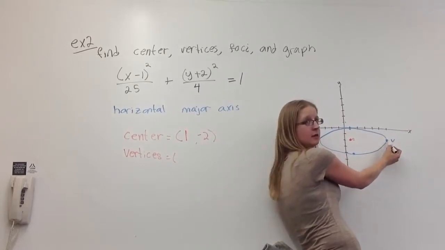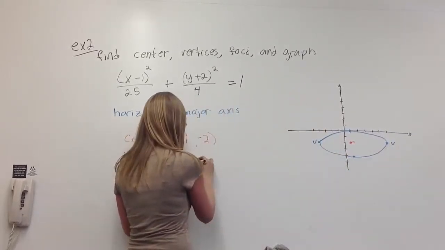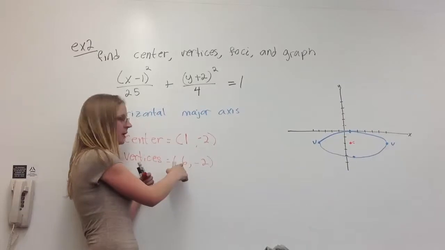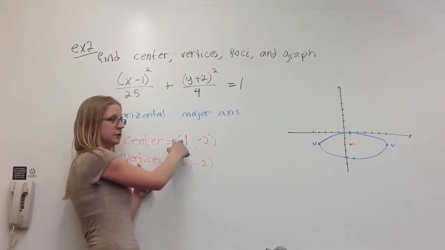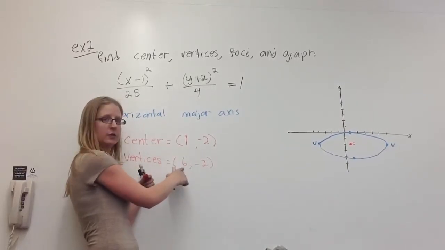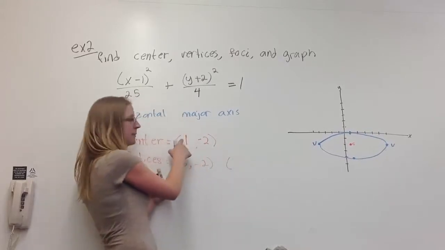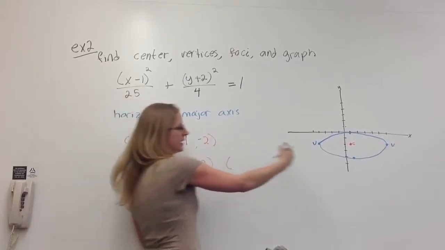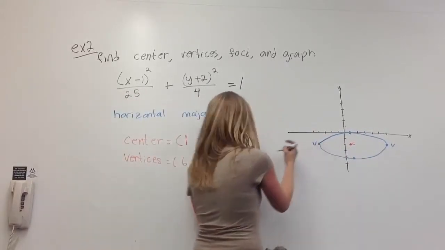2, negative 2. Negative 2. Okay. I took my x direction and I moved it 5 units over. What's the other vertex? I got to take my x direction, move it 5 units in the other direction. So this guy was, what was it?